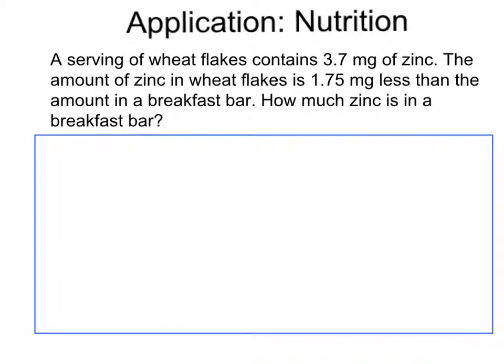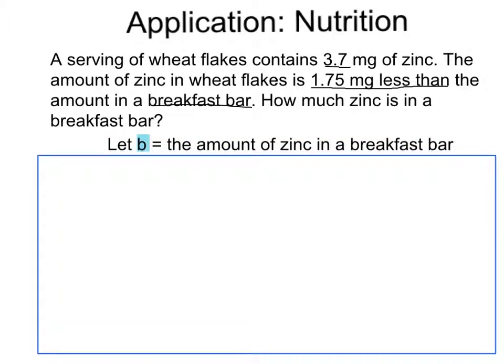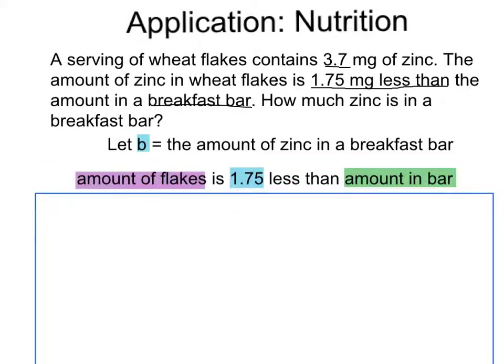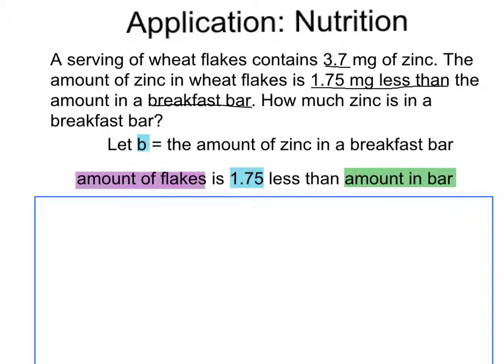Let's try another example. This is using an application with a word problem to figure things out. It says a serving of wheat flakes contains 3.7 milligrams of zinc. The amount of zinc in wheat flakes is 1.75 milligrams less than the amount in a breakfast bar. How much zinc is in a breakfast bar? So let's look. We'll say B equals the amount of zinc in a breakfast bar. B is for breakfast bar. And what we're trying to figure out is the amount in the flakes is 1.75 less than the amount in the bar.